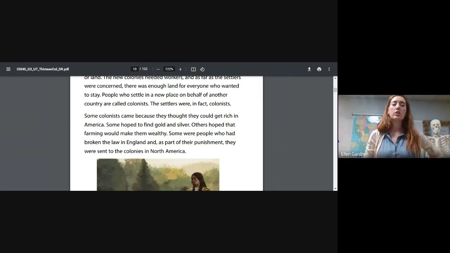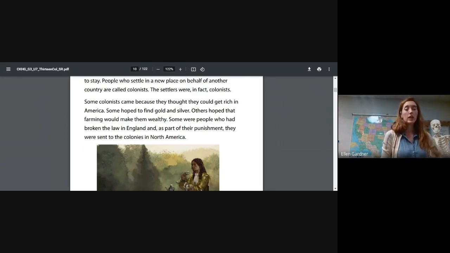Now, some colonists came because they thought they could get rich in America. Some hoped to find gold and silver. Others hoped that farming would make them wealthy. Some were people who had broken the law in England, and as part of their punishment, they were sent to the colonies in North America, which we saw with Eric the Red, right?